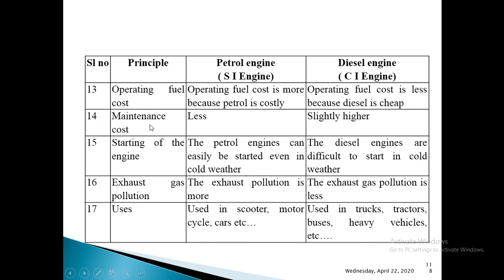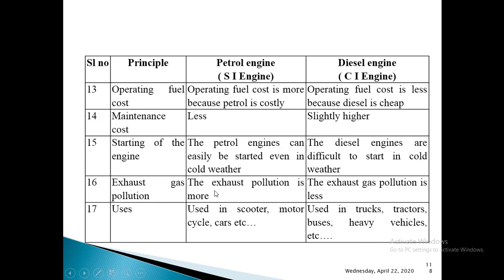So please remember these things also along with those 12 concepts, so 12 parameters. Along with these, again 5 more parameters here. This is very simple to remember. Operating fuel cost: petrol is high, whereas diesel is less when compared to petrol. Maintenance cost is less in petrol engine, whereas it is high in case of diesel engine. Starting of the engine: petrol engine is easy to start even in cold weather, whereas diesel engine is not so easy to start in cold weather.